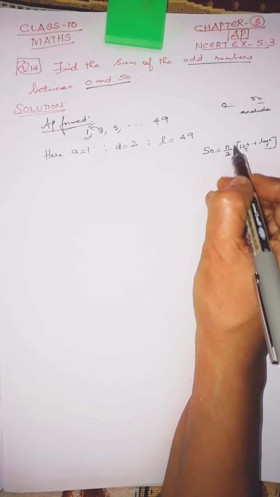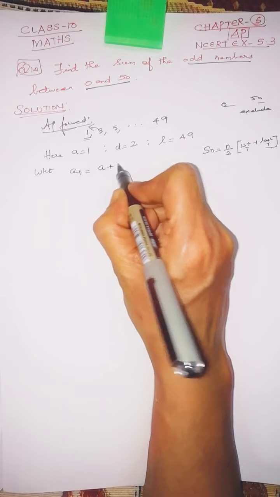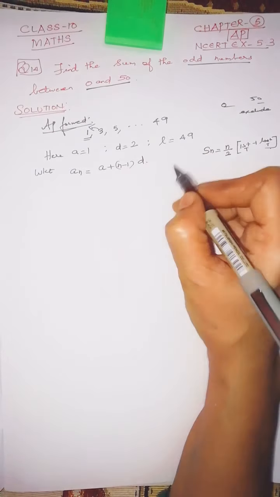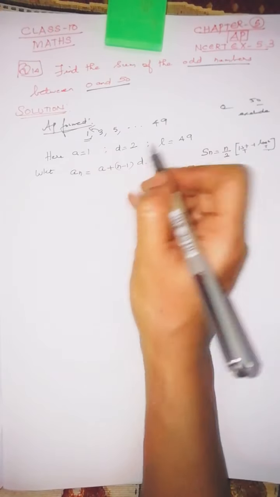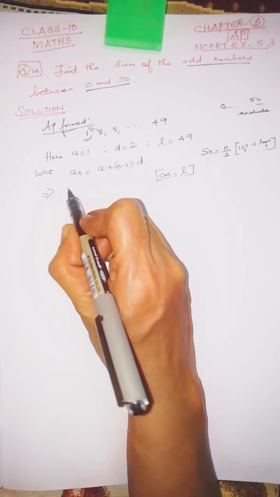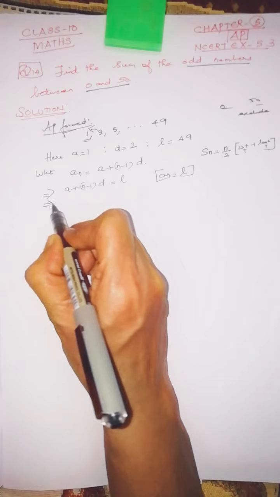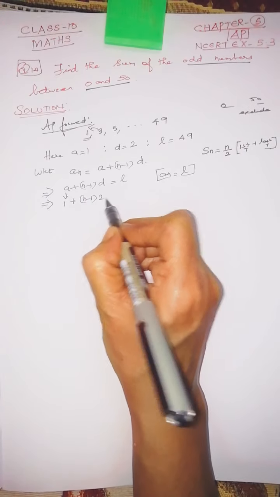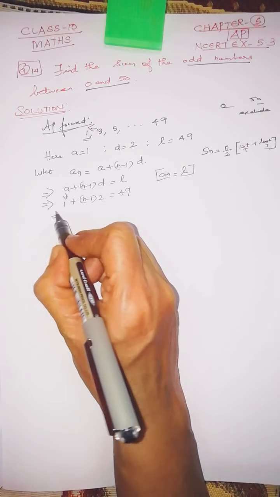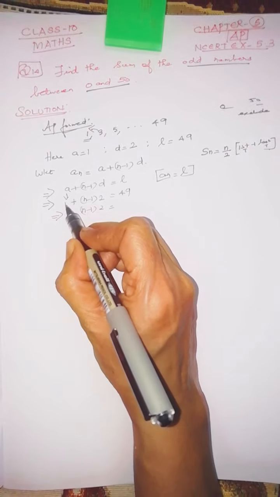Okay. If we want to find n, we know that the nth term an is given by the formula a plus n minus 1 into d. An means here the last term l only. So therefore we can write a plus n minus 1 into d equal to l. So we can substitute the values. a is 1 plus n minus 1 and d is 2, l is 49.